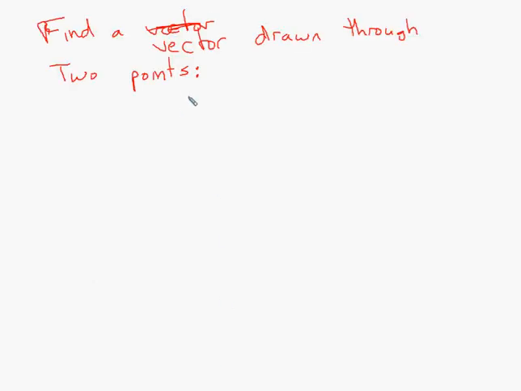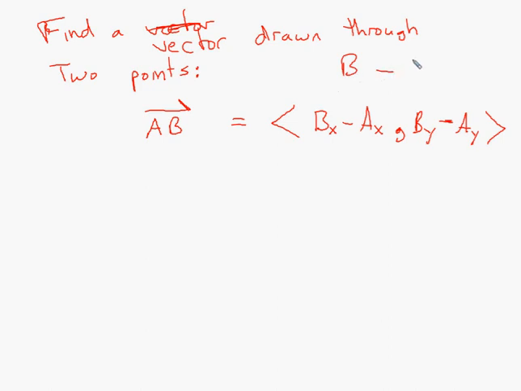So how do I do this? To find a vector drawn from 2 points, say from point A to point B, it is going to equal point B minus point A, comma, point B minus point A. So we have our x components and our y components. And it doesn't matter what the letters are, you just basically subtract point A from point B. B minus A. And that's how we get it.